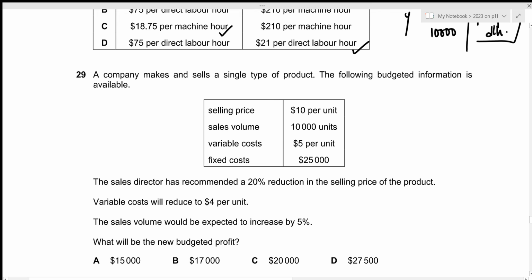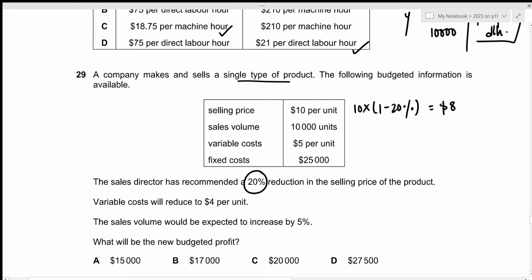For the 29th question, a company makes and sells a single type of product. The following budgeted information is available. So we have the selling price per unit, sales volume, variable costs, as well as the fixed cost. And the sales director has recommended a 20% reduction in the selling price of the product. So the selling price should now be reduced by 20%. So that's 10 times 1 minus 20%, which results in 8. That's the new selling price.